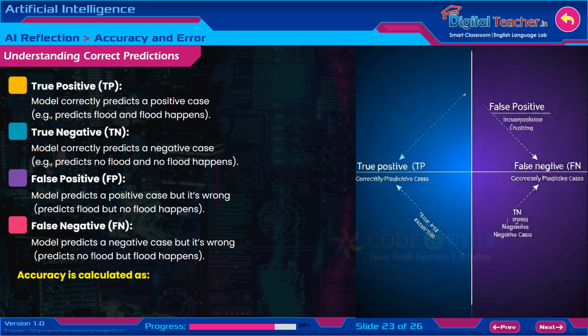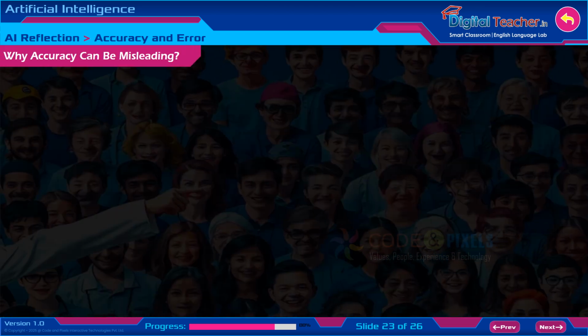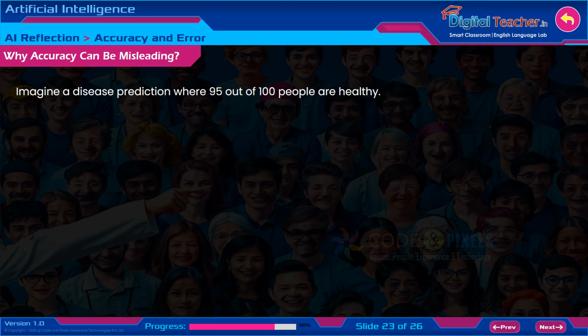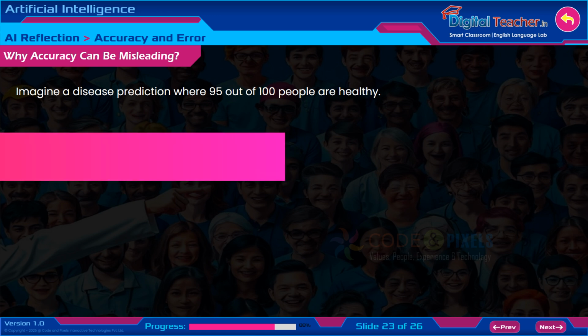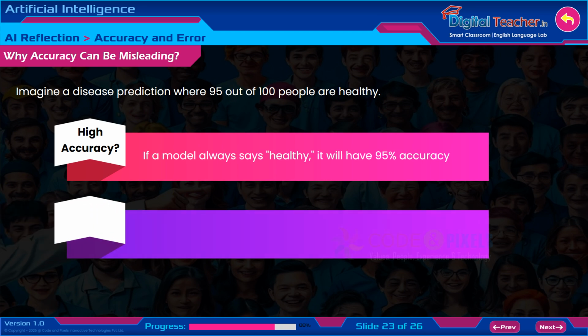So, accuracy is calculated as: accuracy is equal to true positive plus true negative divided by true positive plus true negative plus false positive plus false negative, multiplied by 100. Why accuracy can be misleading? Imagine a disease prediction where 95 out of 100 people are healthy. If a model always says healthy, it will have 95% accuracy, but will fail to identify the 5 sick people.